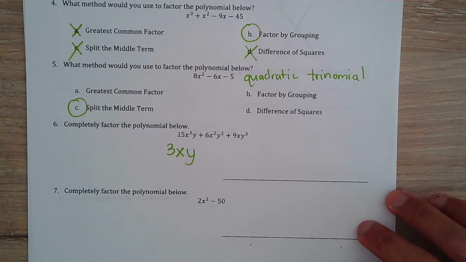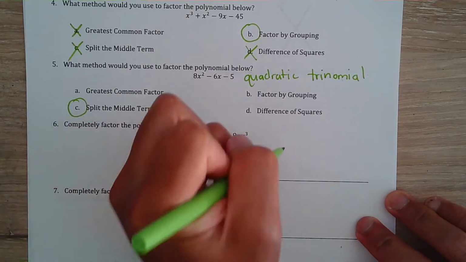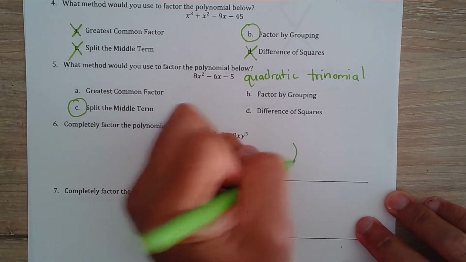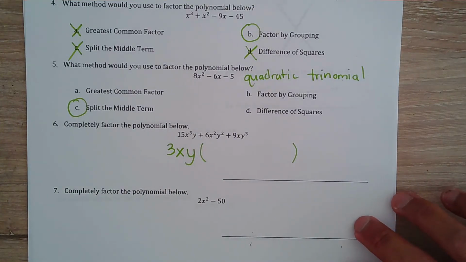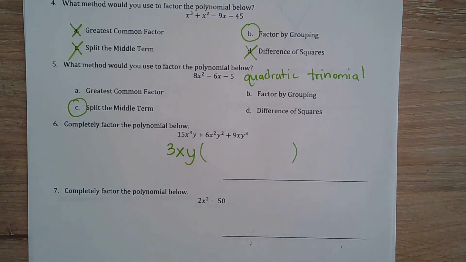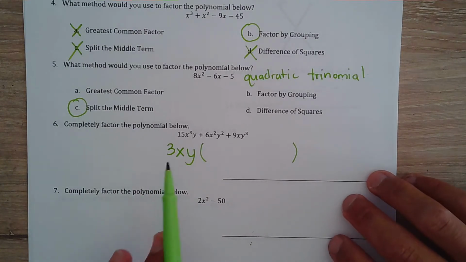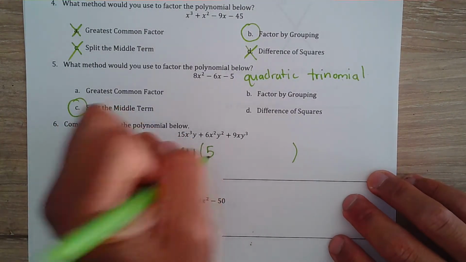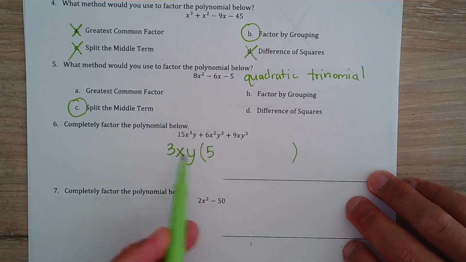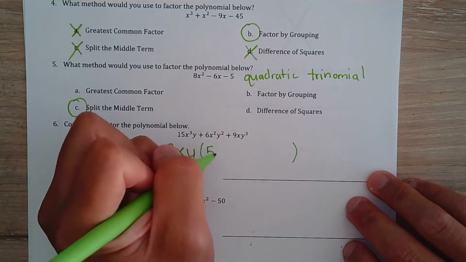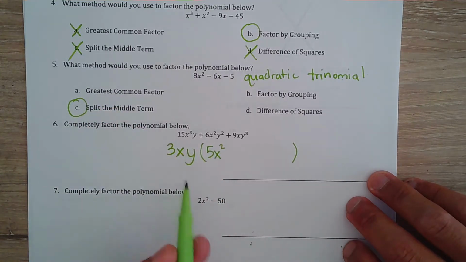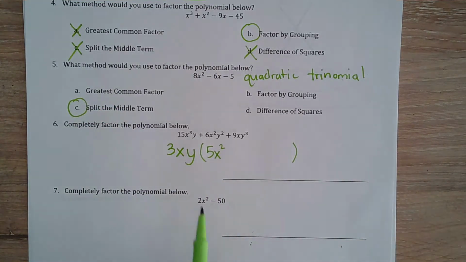And then just like we did with question number 2, we have to figure out what we want to multiply by to get back to our original question. So let's just take it one step at a time. What do we need to multiply 3 by to get to 15? That would just be 5. X times something would give us x cubed. That's x squared. And then y times something would give us y. So that's just 1. But remember, we don't need to write the multiplication by 1.